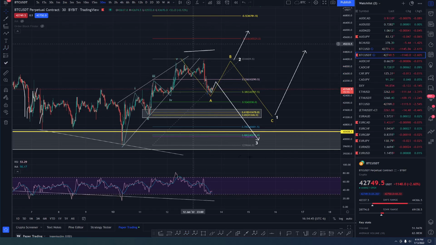Now, I've got a vector drawn here of the different ideas that we could get played out. So if this is a leading diagonal, what that means is that this is the initial wave off the bottom.